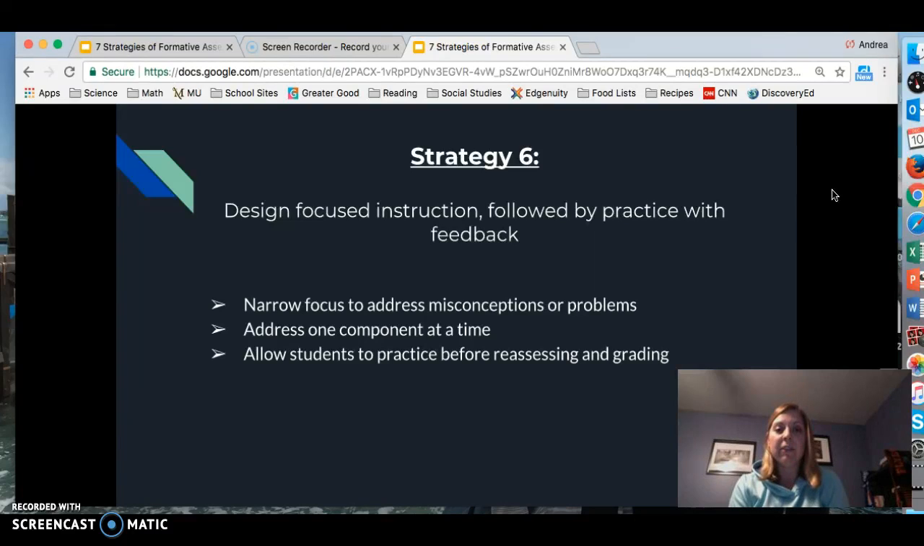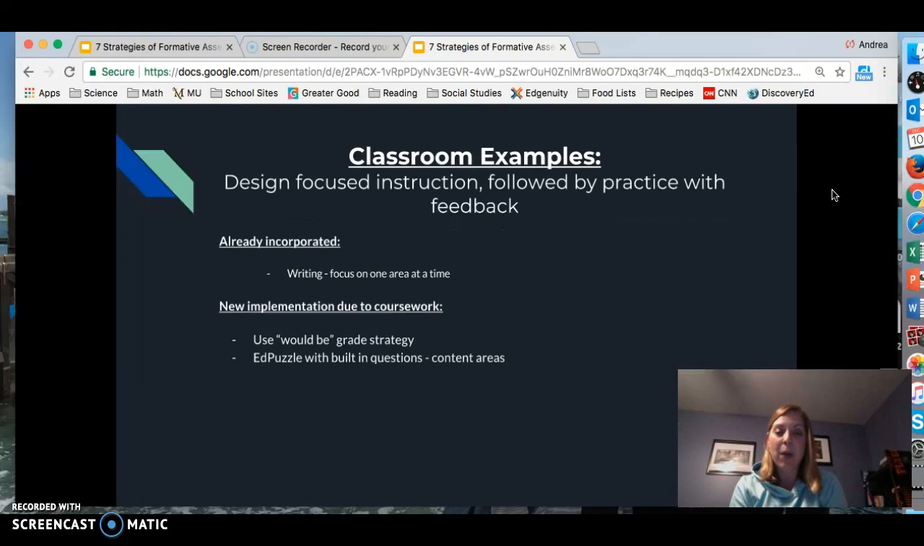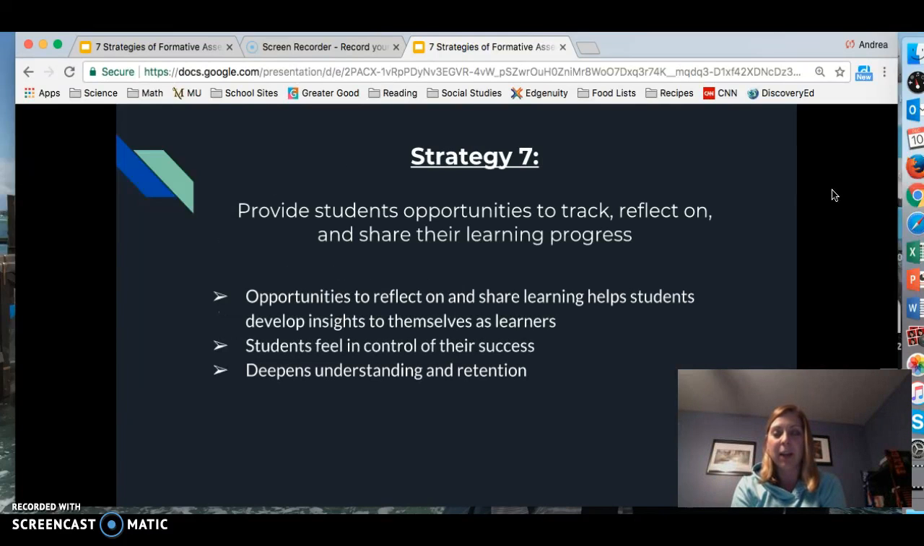Strategy 6, designing focused instruction with practice and feedback. Again, just planning in that time for the practice and the feedback has been huge, and addressing that one component at a time. In writing, I've always done that. Okay, we're going to look at conventions, or we're going to look at our content, but now I'm using that would-be grade strategy where I'll put a grade on there, but then students will have time to go back and change things.